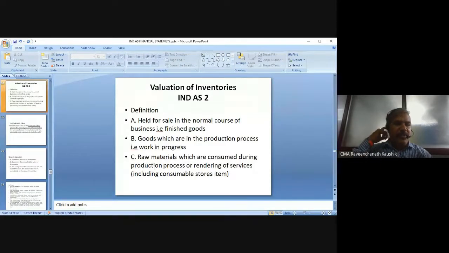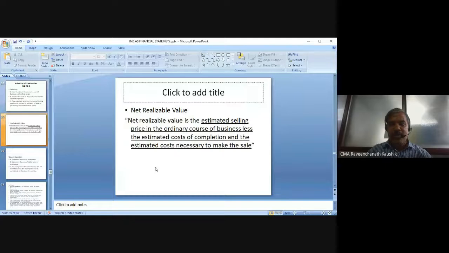Coming back to the valuation of inventories, a very important thing for financial statements. So Ind AS 2 talks about it. The definition is very elaborate here. It talks about finished goods, WIP, and also raw materials. Anything which is used in the production, which forms part of production, only those need to be recognized as inventory here. So anything which doesn't come into the production stream or production process, either raw material or WIP or goods in process, cannot be treated as inventory according to the definition under Ind AS 2.